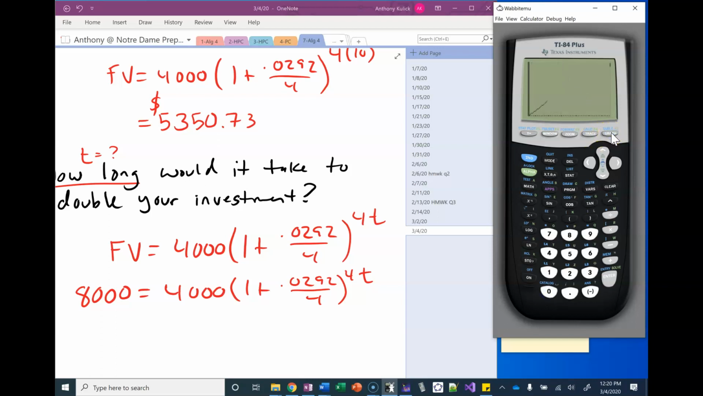Let's hit graph. So there's my function. And there's my 8,000. So I can see the intersection. Happened way before 50 years. That's good. Select the intersect command. Enter guess. And I get about 23.82 years.